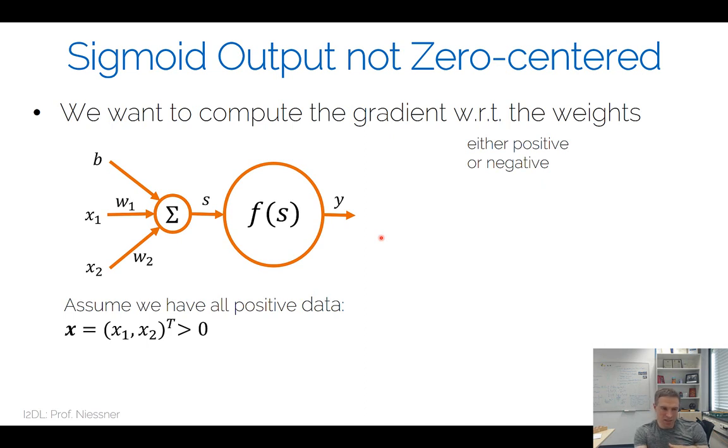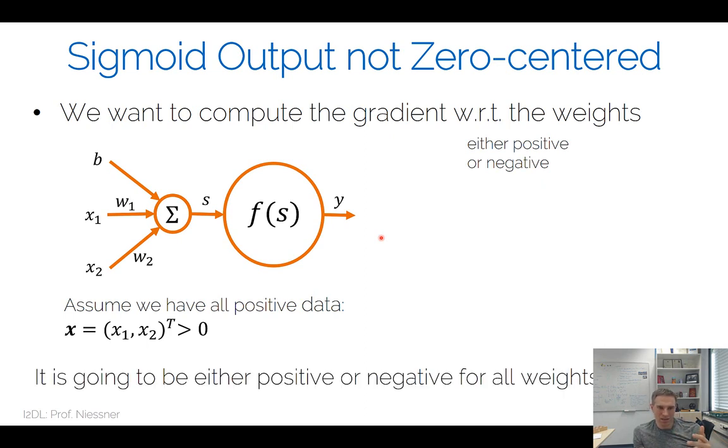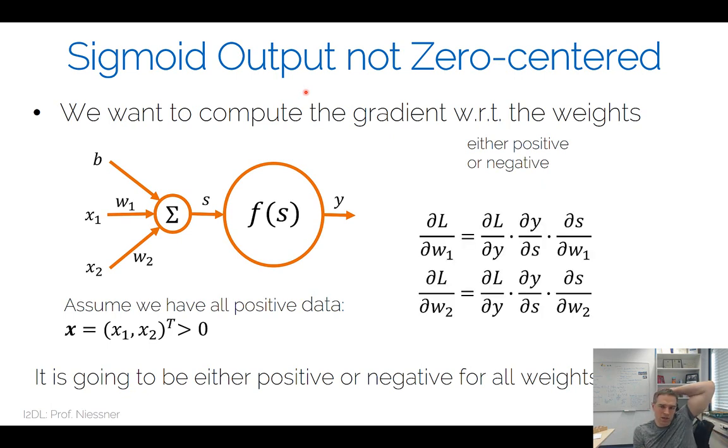And the challenge is, if that happens, you're forcing an update for all the weights that go either all positive or all negative. And again, the reason why that happens is because the sigmoid output is not zero-centered. You cannot have some of the outputs be smaller and some larger. They are either all greater than zero or all smaller than zero, so you have to correct them afterwards. And that's the challenge you're getting here, right?